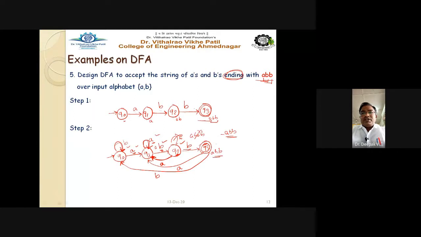Now where to transfer the input A and input B for the state Q3? A can be transferred to Q1 and B can be transferred to Q0, so that the end of the string is not disturbed. So this is your final DFA that accepts the string of A's and B's ending with ABB. Okay, we'll go to the next example.